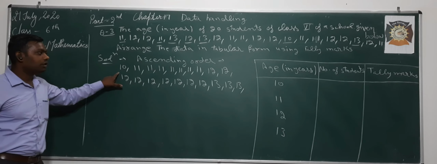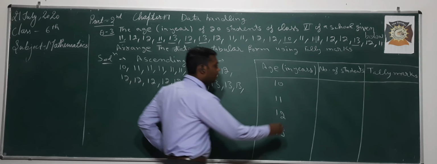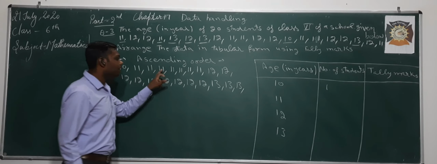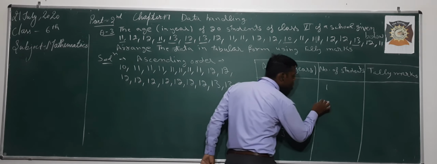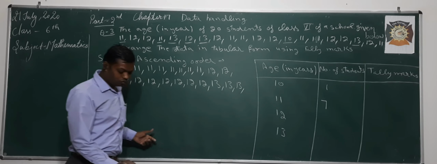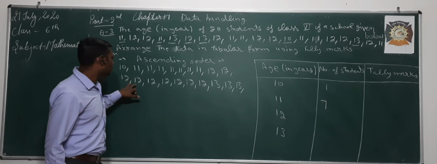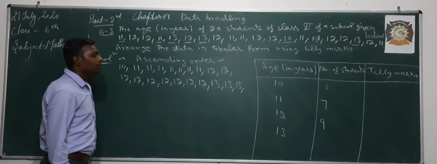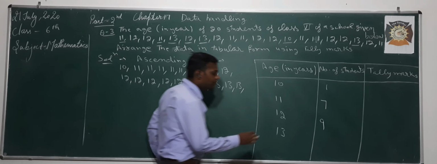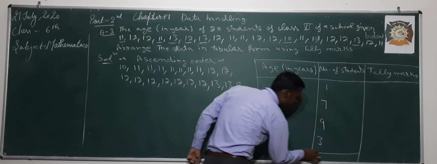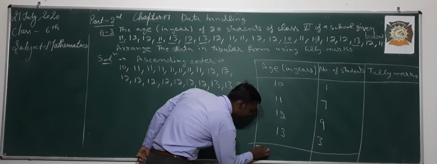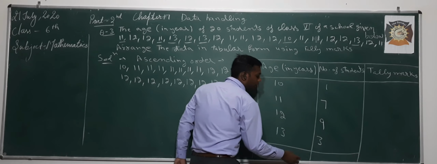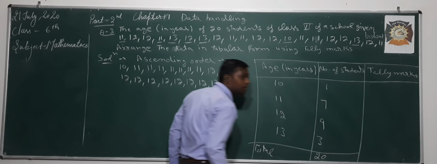The number of students whose age is 10 is only 1. Right? Next, the number of students whose age is 11, there are 7 students. And the number of students whose age is 12 is 9. And the number of students whose age is 13 is 3. First of all, you have to match, and the total is 20. Total students is 20.